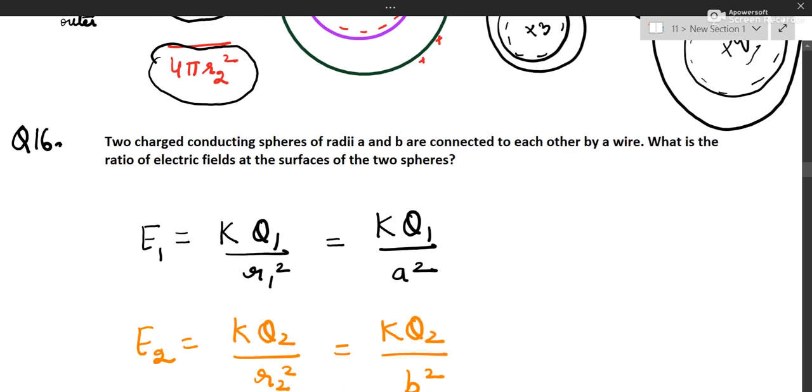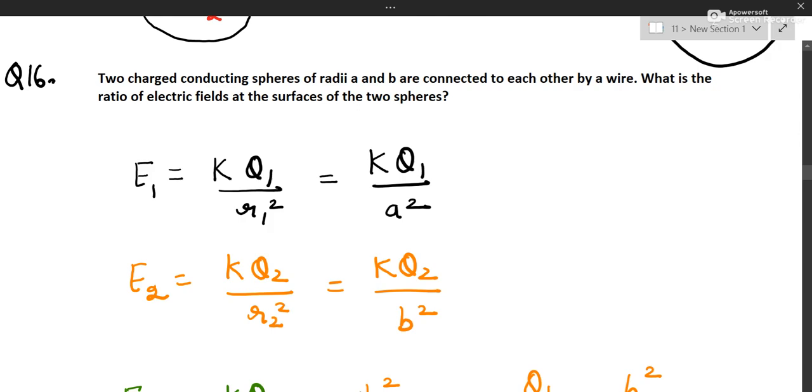Question number 16. Its question number is something else in the NCERT. I'm just reading the important numericals. Certain numericals are not related to our syllabus. So, see, this question is quite important.